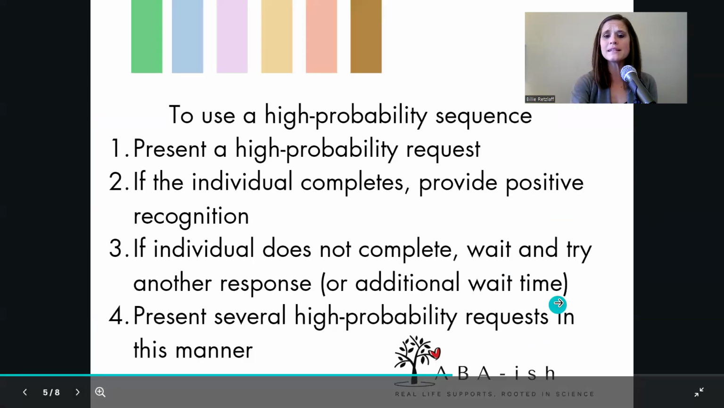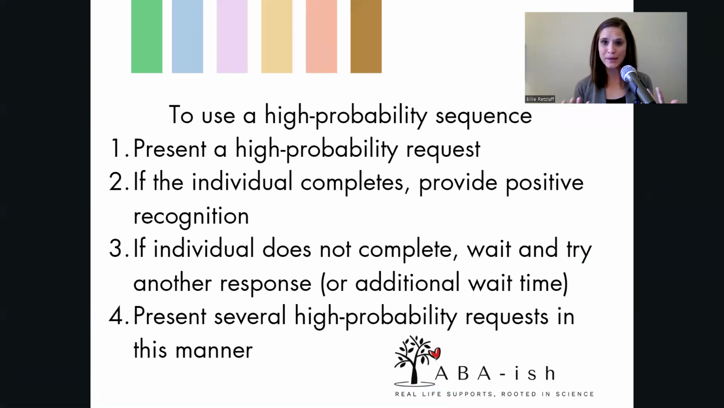So, to use a high probability sequence, what you're going to do is present one of those high probability requests that you have. So, give me a high five, help with this light switch. If the individual completes that request, you need to give them lots of good positive praise and recognition. So, thank you so much for helping me with that light switch. I love how you gave me a high five. That was awesome to see you carry that for me. Whatever that request is that they completed, you want to give them tons of positive praise and recognition for doing so. If you present a high probability request and they don't follow it, give a little bit of time and then you can try another request.